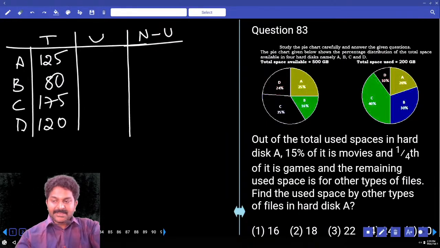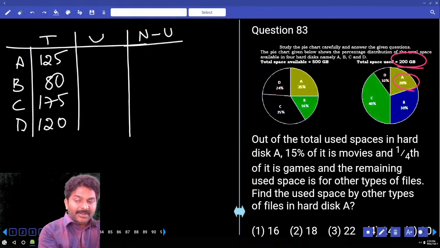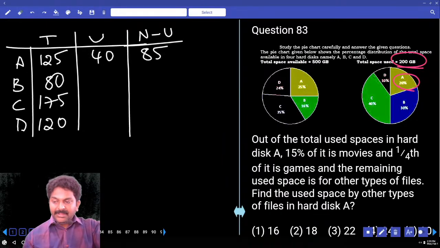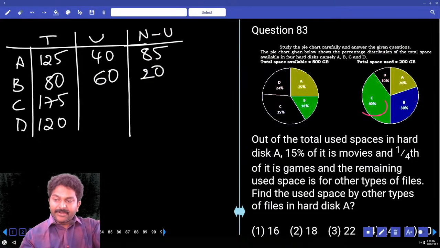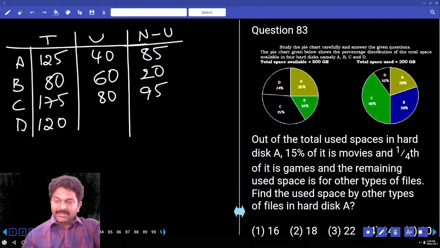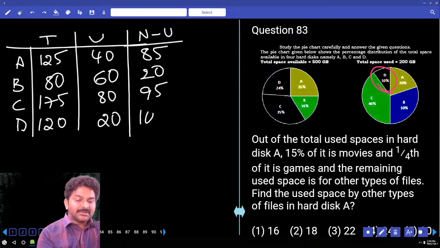Next, used space. Out of 200, A used 20%, which is 40. Unused, 85. B, 30%: 60. Unused, 20. C, 40%: 80. Unused, 95. D, 10%: 20. Unused, 100.